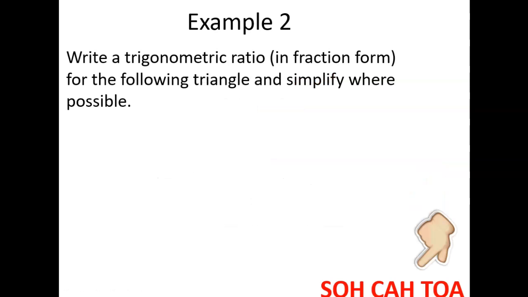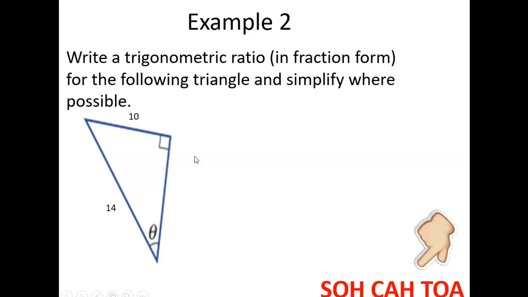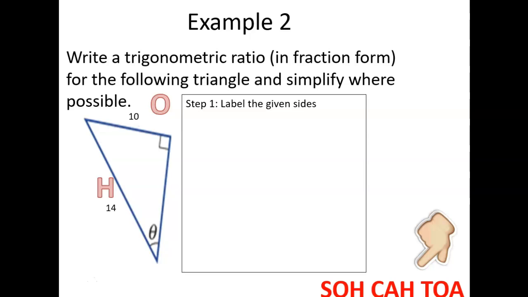All right, so let's just have a look at example 2. Write a trig ratio in fraction form for the following triangle and simplify where possible. So here we have a triangle. It's a right angle triangle, indicated by this square in the corner. The first step is to label your sides. We want to label them the hypotenuse and the opposite. We've got the values 14 and 10, so we're labeling them O and H.